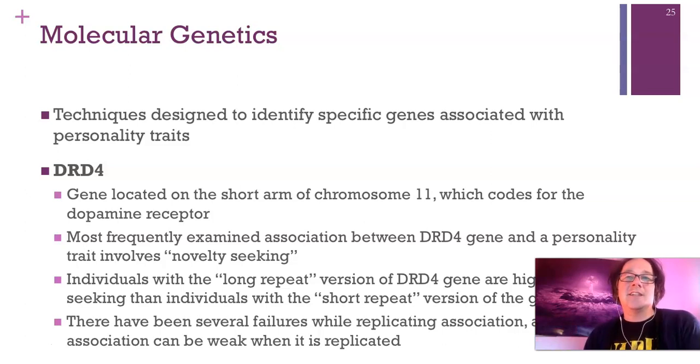And for the purposes of this class, we don't need to know. But the idea is to identify a particular gene or allele that might be responsible, if it exists, that might make somebody more likely, might predispose them to have certain personality traits. So the most frequently examined gene that is used in terms of identifying personality traits is the DRD4 gene. Well, I totally got that backwards. The DRD4 gene. And this is located on the short arm of chromosome 11, and it codes for dopamine receptors.